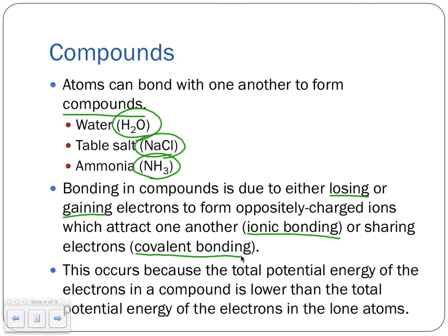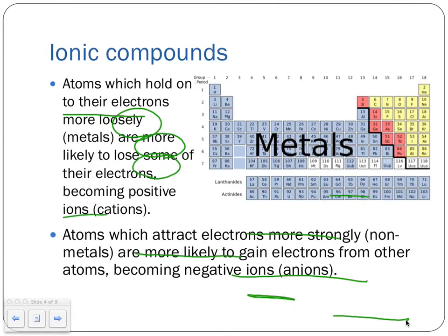The reason why atoms tend to gain or lose electrons is that they want to lower the total potential energy of the electrons that they have. Oftentimes, the total potential energy ends up being lower in the compound than it would be if the electrons were just in the lone atoms by themselves. And so that's why they form these. So the first one we'll look at is ionic compounds.